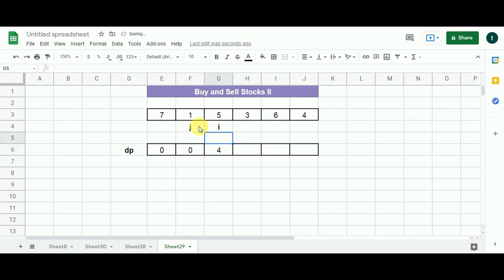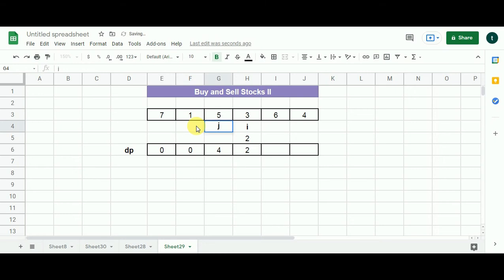Since j has completed all its iterations, i now moves to the next cell. i represents the selling price as 3 and j represents the buying price as 7. In this case, what will I populate? 0, because selling price is less than the buying price. j moves further and represents 1 as the buying price. This will give me the profit as 2, to which I will add the profit obtained till this subproblem, which is 0. So 2 plus 0 will give me 2, which is greater than the existing profit stored in this cell, that is 0. So I will store 2 in this cell.